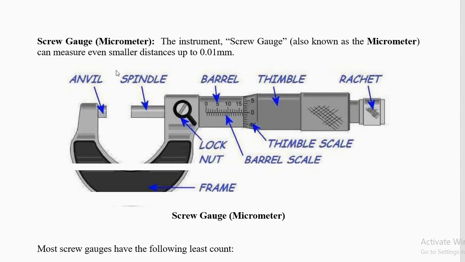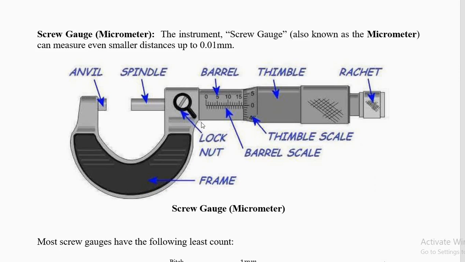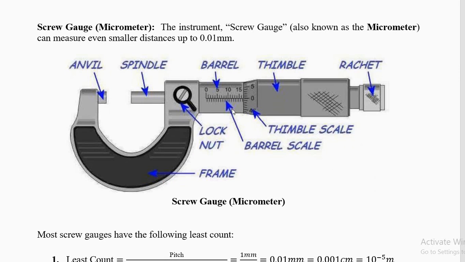Next thing is the screw gauge. The screw gauge again has two scales. What are the two scales? One is your main scale, which you see on the barrel, and there's another scale here, which you can see: 0, 5, and here this is 45.